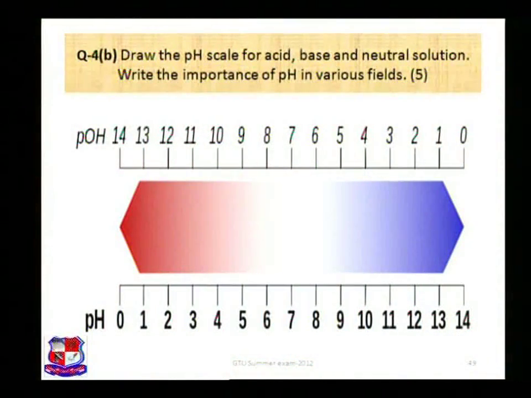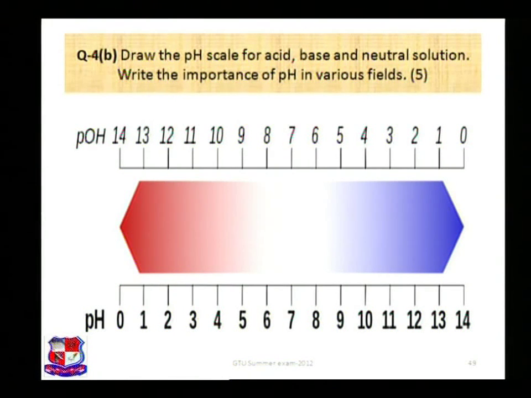What is the next question? They are asking us question 4b, draw pH scale for acid, base and neutral solution. So what they are asking is that we have to draw the pH scale for all the three solutions, that is acid, base and neutral solution. Apart from that, they are asking, write the importance of pH in various fields. So we are going to draw the pH scale, and also we are going to state what is the importance of the pH in the different fields.